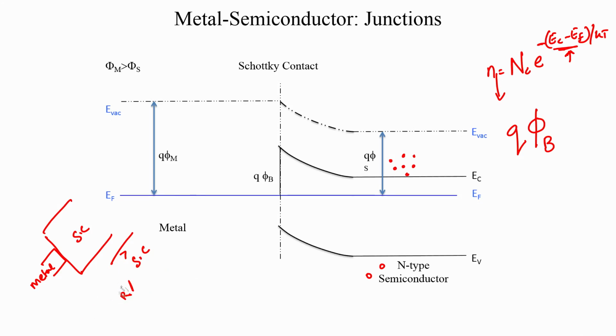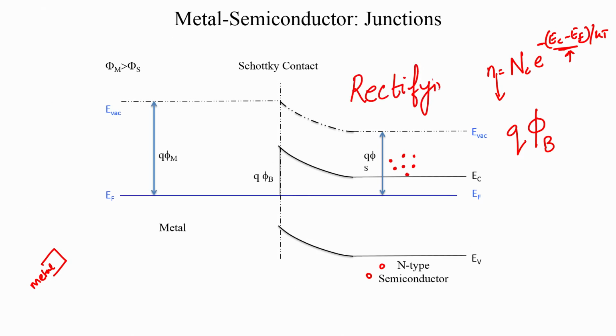But that is not the contact we are going to get. In fact, this contact has a rectifying nature. I will tell you what that means when we look at the current voltage characteristics. It has a rectifying nature, and it is called a Schottky contact, and this barrier is called the Schottky barrier. It is not a contact that is going to give you an ohmic relation between current and voltage. But nevertheless, that is the contact you get.